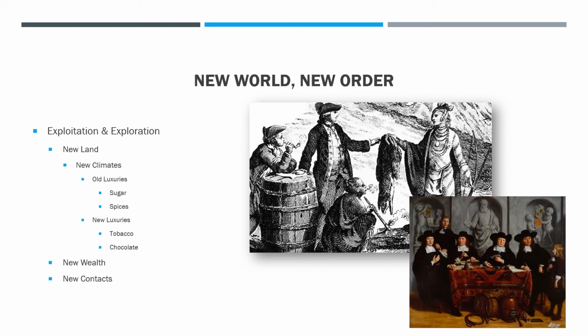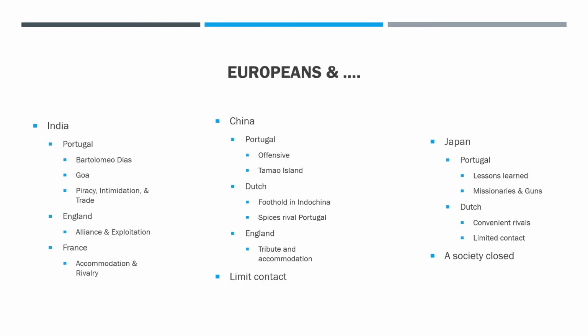And so European societies, particularly Western European societies like the Dutch, the French, the Spanish, the Portuguese, the English, become increasingly more wealthy than they had ever been before. So the Europeans begin to interact with these foreign societies. So they're not interacting just with the Western Hemisphere, as I mentioned. They're also interacting with Asia.